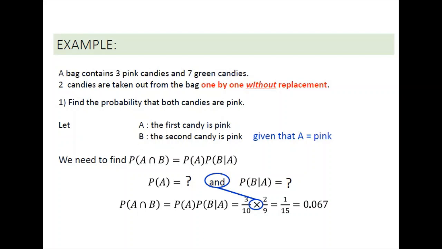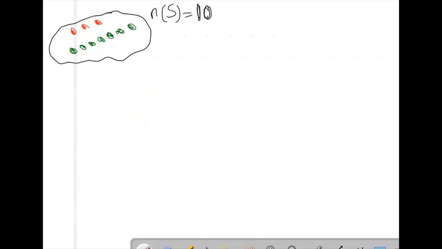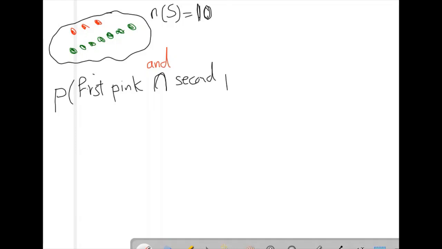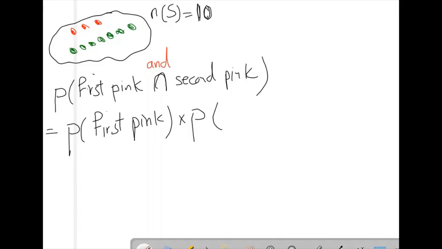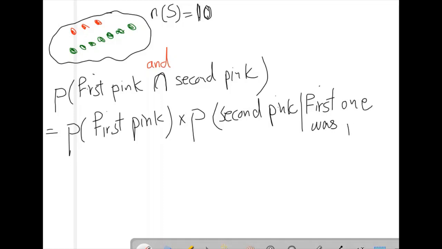So look at here. The probability of first one pink and second one pink is the probability of first one pink multiplied by probability of second one pink, given that first one was pink.